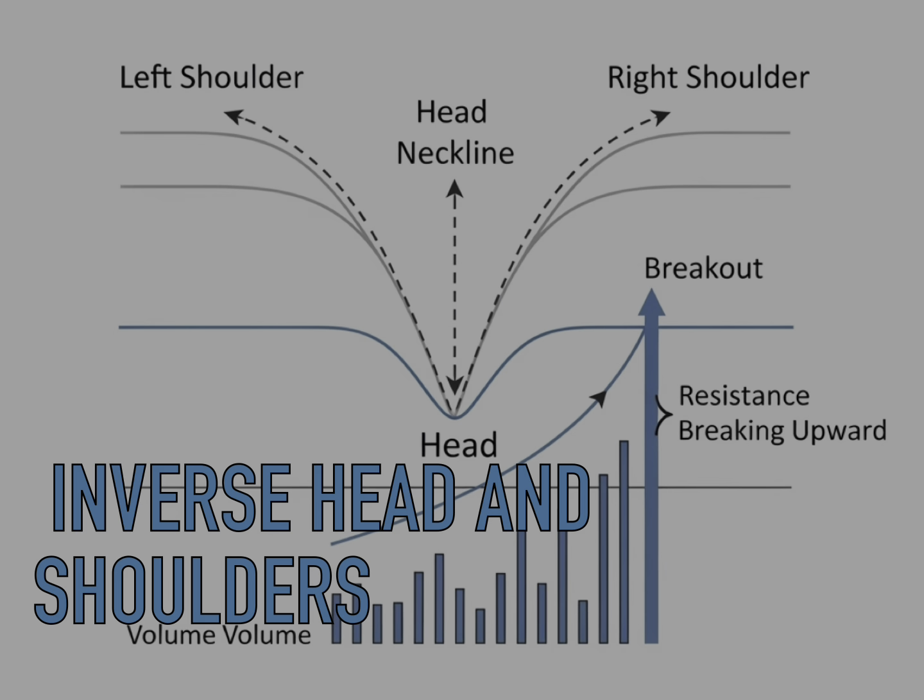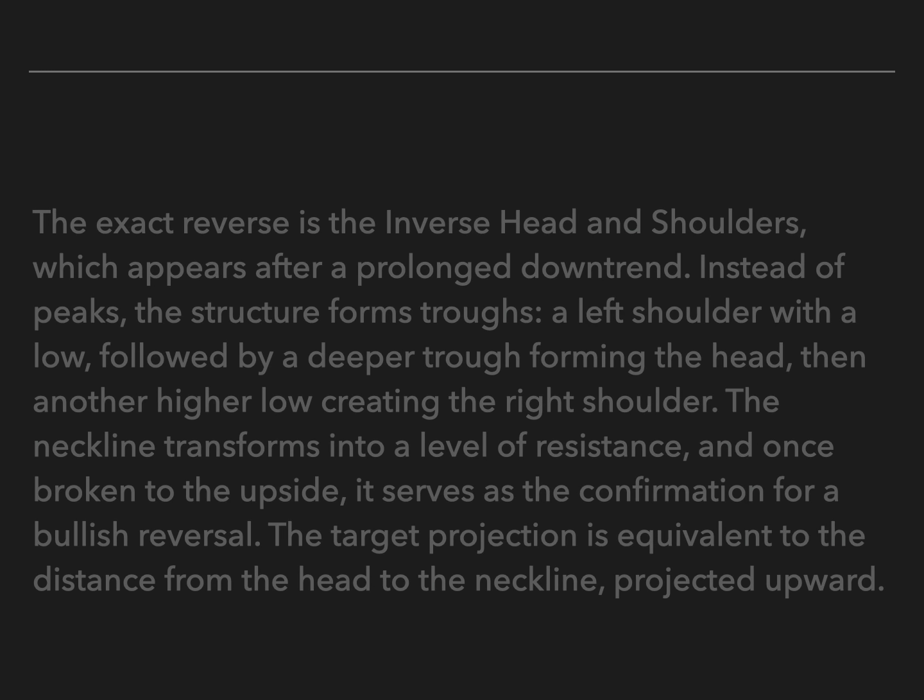Inverse head and shoulders. The exact reverse, this is the inverse of the head and shoulders, which appears often after a prolonged downtrend. Instead of peaks, the structure forms troughs: a left shoulder with a low, followed by a deeper trough forming the head, then another higher low creating the right shoulder. This neckline transforms into a level of resistance, and once broken to the upside, it serves as confirmation for a bullish reversal. The target projection is equivalent to the distance from the head to the neckline projected upward.